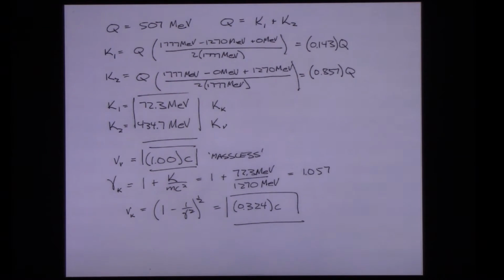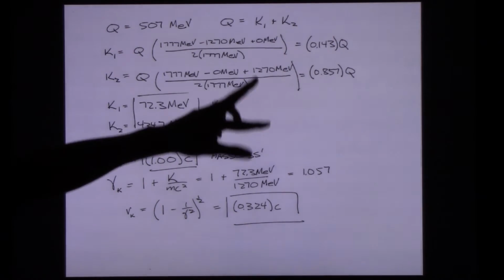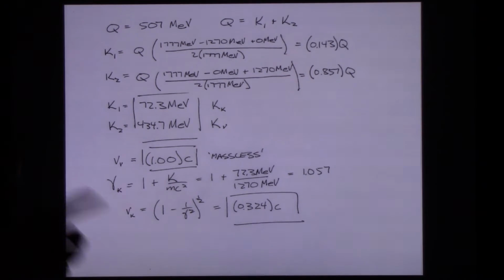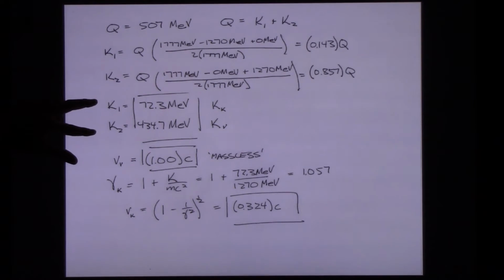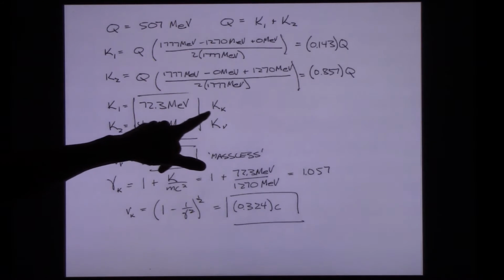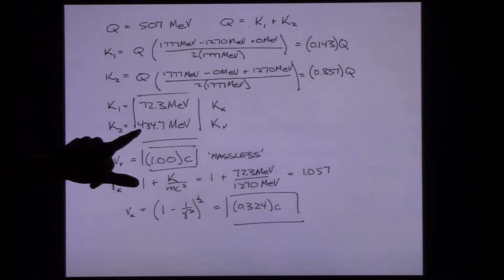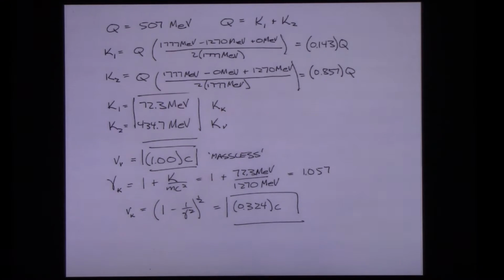So 14% of the available energy that was released went into the heavier particle, the K1. 86% went into the neutrino, which we're approximating as having no mass. In reality, it's got a small mass, but it's small enough we can approximate it as 0 for these purposes. Now, when I put the Q values in, what I found out is that 507 MeV gets divided up with 72 going to the K1 and 435 going to the neutrino.